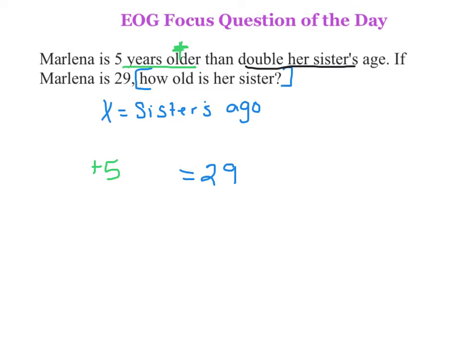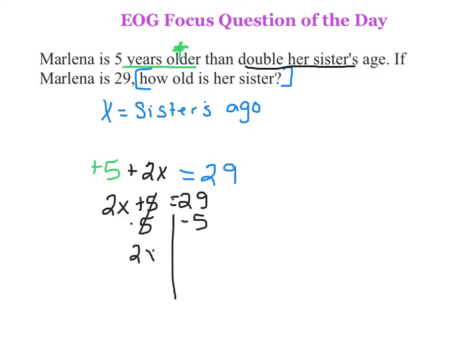Double her sister's age. Double means to multiply by 2. So it's going to be 2 times x, and that's a positive. So I can flip this around so my x is first, so it'll be 2x plus 5 equals 29. So from here I use inverse operations. I'm going to subtract 5 on both sides. I'm left with 2x equals 24. I'm going to divide by 2. And so the sister's age is 12 years old.